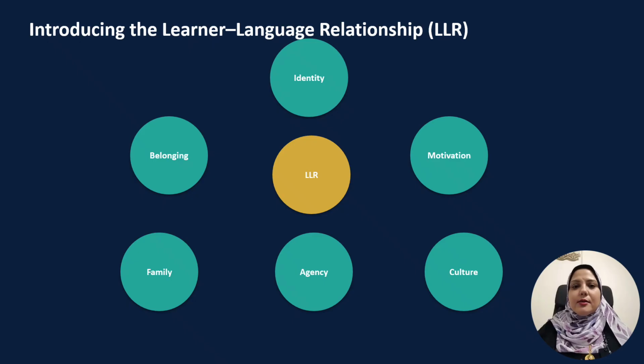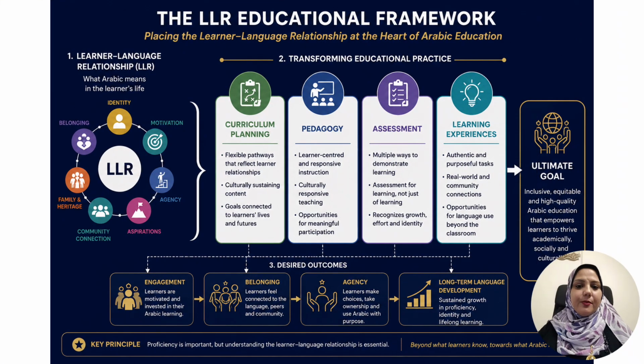Importantly, the framework does not suggest that every learner experiences these dimensions in the same way. Rather, each learner develops a unique relationship with Arabic. At the heart of this framework is a simple idea. Educational decisions should be informed not only by what learners know, but also by how they relate to Arabic.